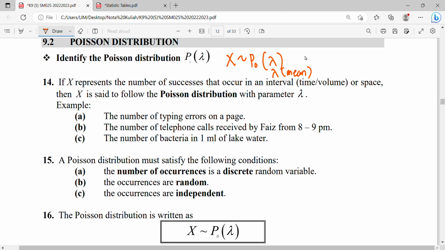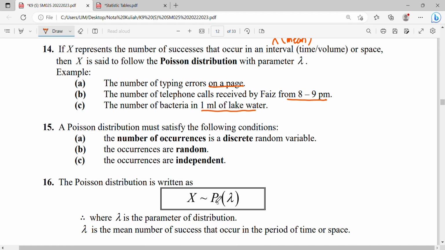So, kalau distributed Poisson, dia tak akan bagi tahu kamu berapa sampel, berapa probability keadaan. Dia akan bagi tahu mean situasi itu. So, itu yang akan distributed Poisson. So, you can see X represents the number of successes occurring in the interval. Examples: number of errors in a page, secara purata average in a page; number of calls on average between 8 and 9 pm; number of bacteria in 1 milliliter of lake water.